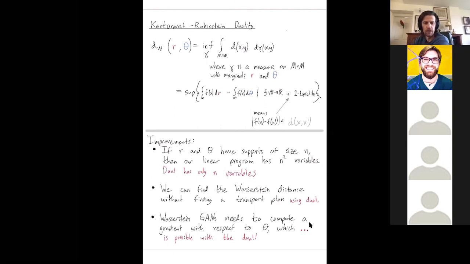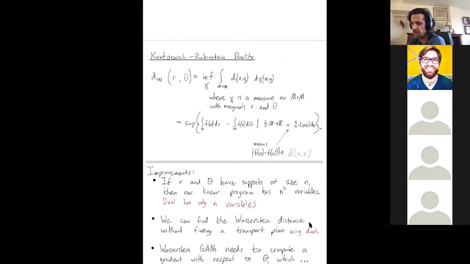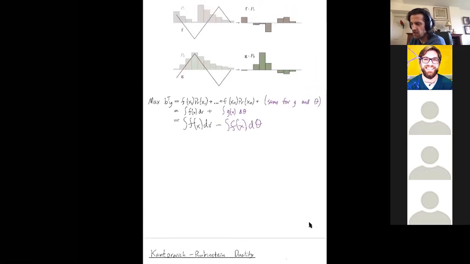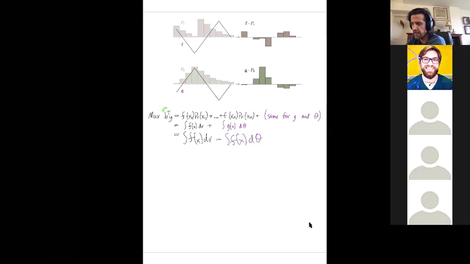And then a third final advantage is that in Wasserstein GANs, to train this generative adversarial neural network, you need to train by taking the gradient with respect to theta, one of your input measures. And you can't do that in the primal problem because theta appeared in the constraints. But in the dual problem, we have all these probabilities with respect to theta. So theta is really occurring in the optimization function. And so then you can take a gradient with respect to theta because it's in the optimization function, not in the constraints.